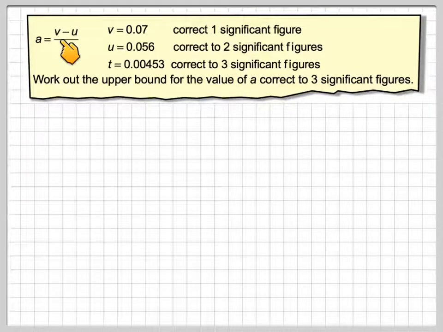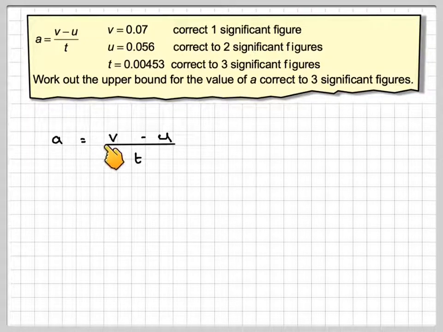We've got that A is equal to (V minus U) over T. We're given that V is 0.07 correct to one significant figure, U is equal to 0.056 correct to two significant figures, T is equal to 0.00453 correct to three significant figures. Work out the upper bound for the value of A correct to three significant figures.